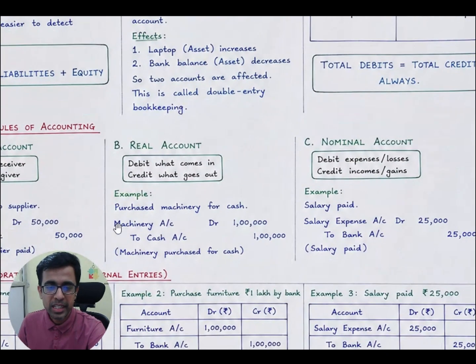For example, if a company purchases machinery for cash, what will be the accounting entry? Double entry. Machinery account debited for 1 lakh. Cash account will be credited for 1 lakh. Means machinery will be debited, cash will be credited. Always for a single transaction there will be two accounting effects.